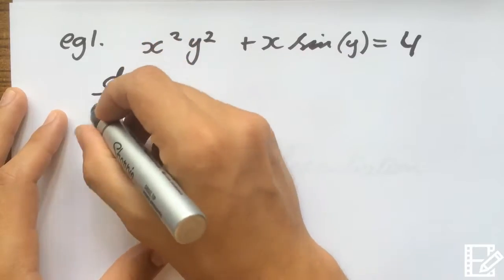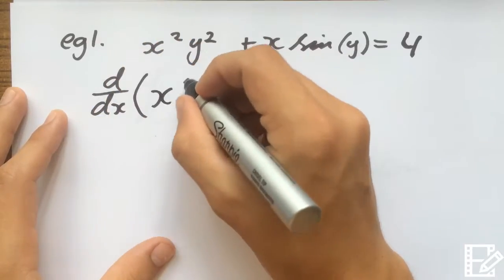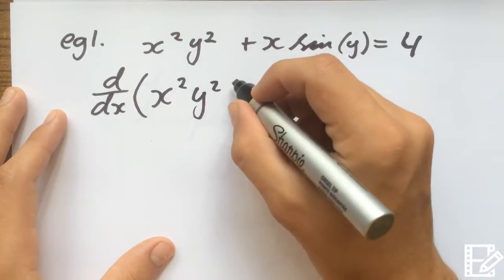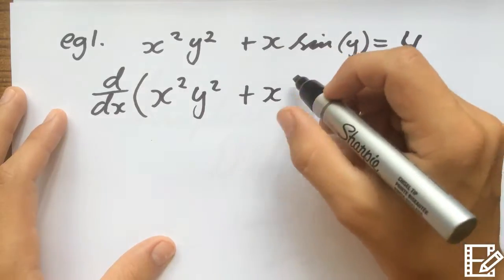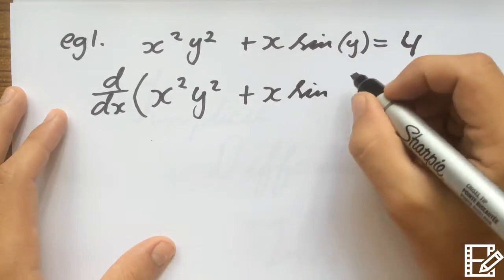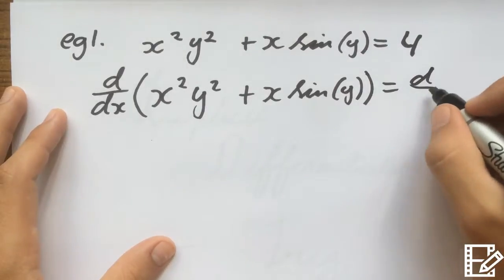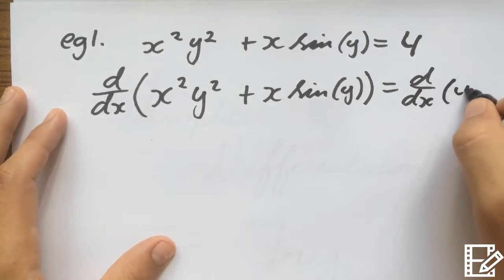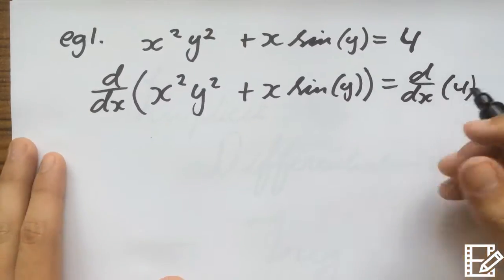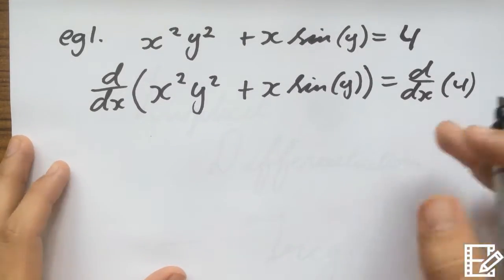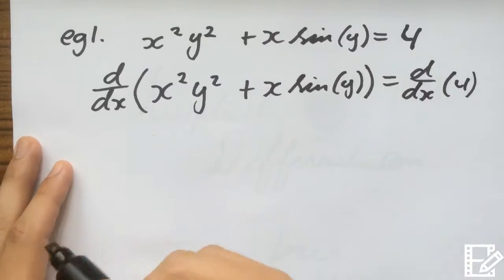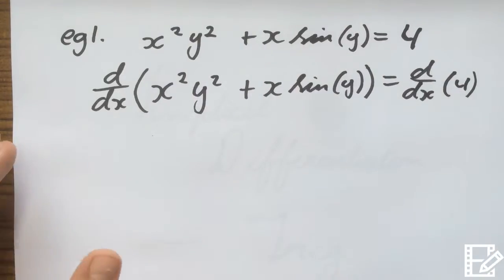Anyway, so derive both sides. The derivative of x squared multiplied by y squared plus x multiplied by sine of y equals the derivative of 4. Okay, this isn't going to be as slow as the previous videos. I'm just going to start picking it up a bit quicker.